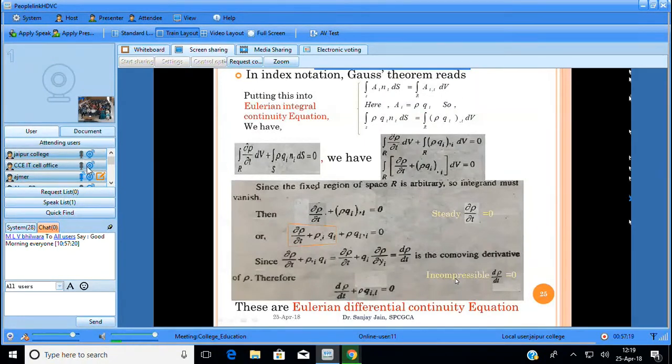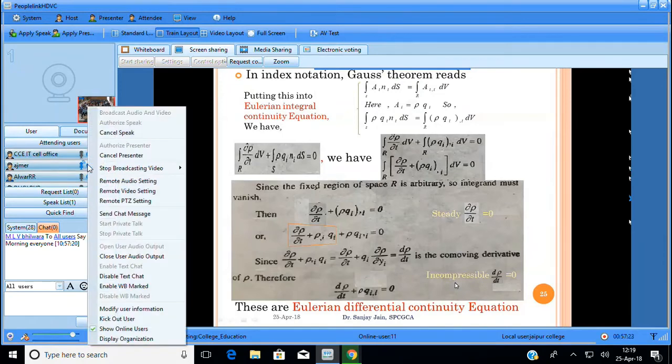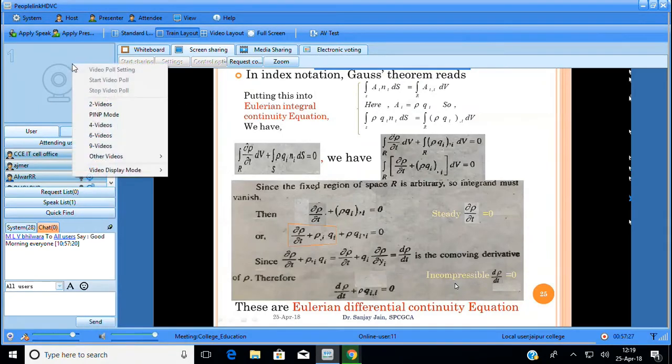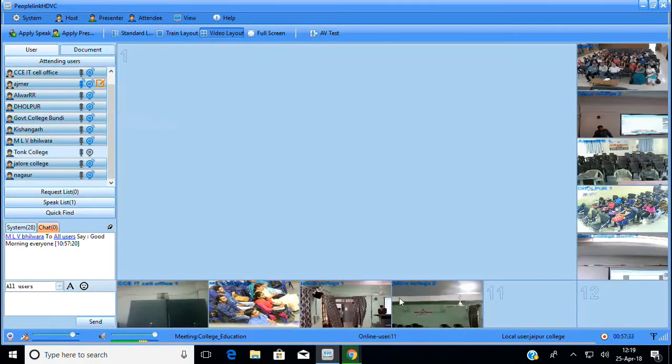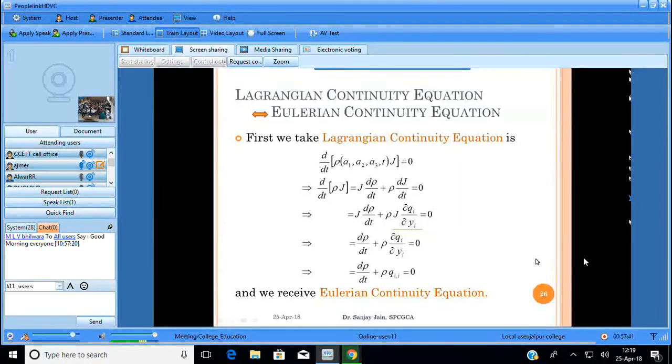Okay, so here we get the Eulerian continuity equation, both for Lagrangian description and Eulerian description, and we have obtained all the terms in the integral continuity equation and the differential form of the continuity equation. Next, we are trying to get the Lagrangian continuity equation.